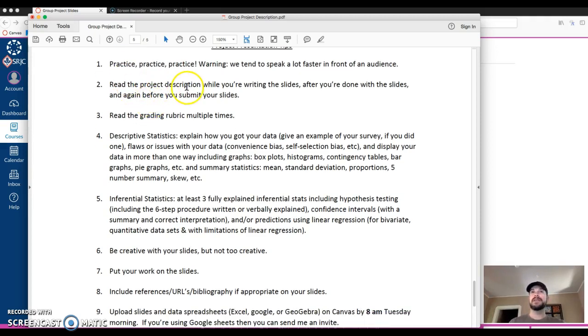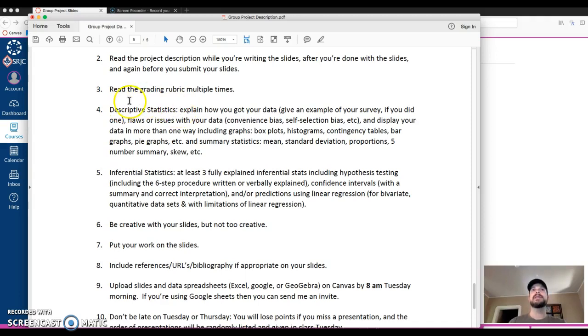And as I said, read the project description and the grading rubric 2 and 3. Read that multiple times. Make sure you know how I'm going to grade you on the project. For the descriptive statistics, explain how you got your data. Give an example of your survey or the entire thing if it's not too big. Flaws or issues with your data.